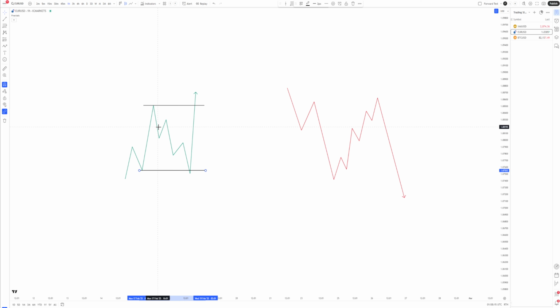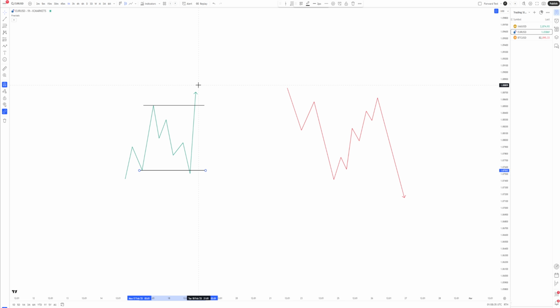So you can see that in between this range, we've had internal structure. And then once that internal structure broke to the downside, we had a liquidity grab and price moved up. How many of you have come across this sort of structure in the market? Let me know in the comment section.